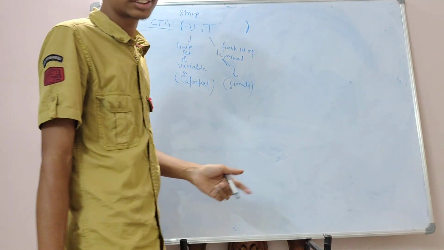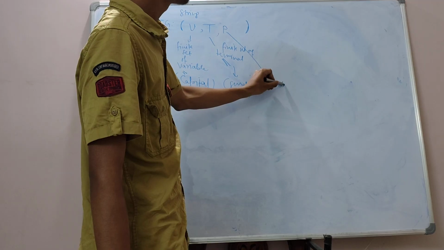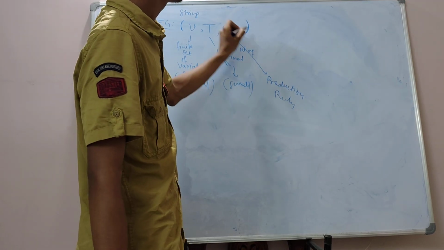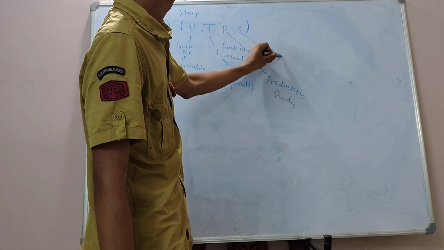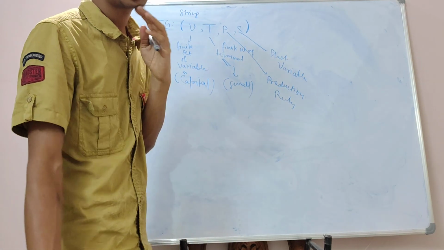Now the third thing is production rules. These are rules on the basis of which the sentence is to be created. And the last one is the start variable, the variable at the beginning.